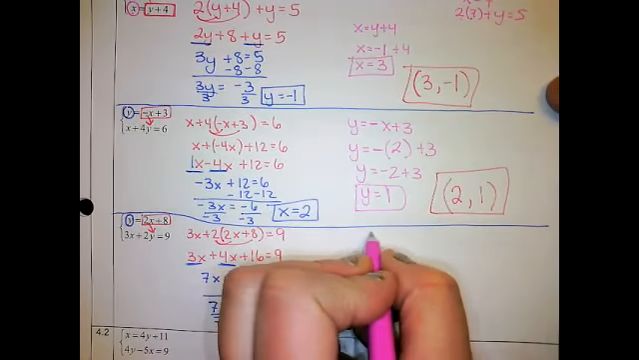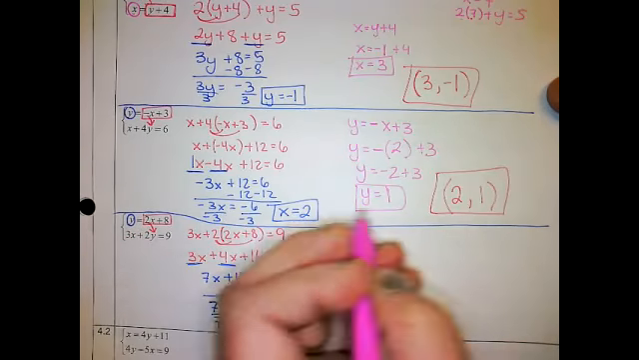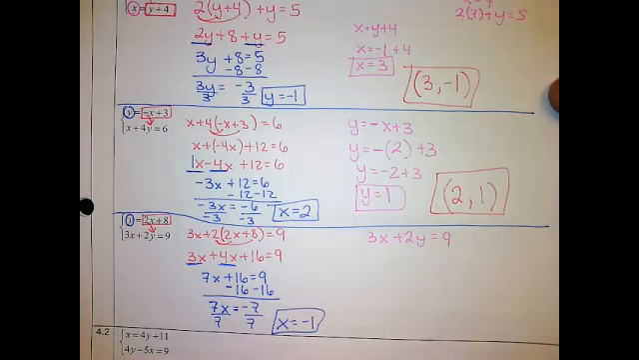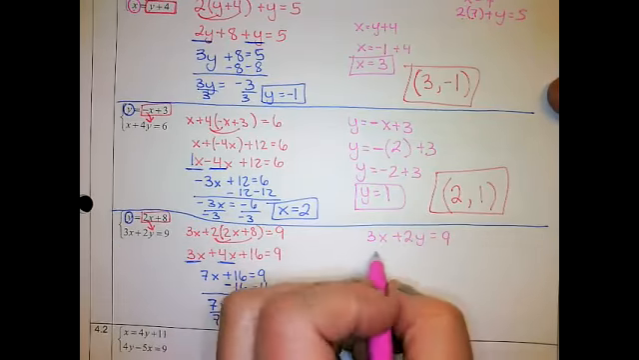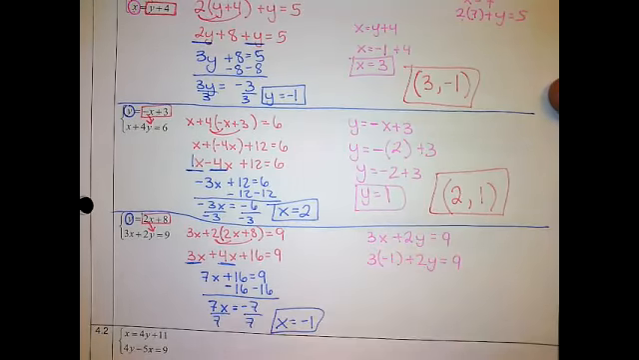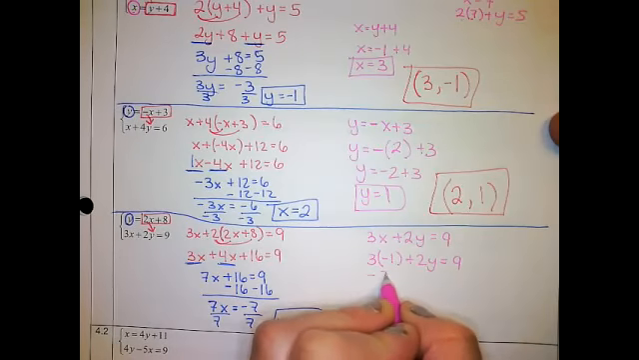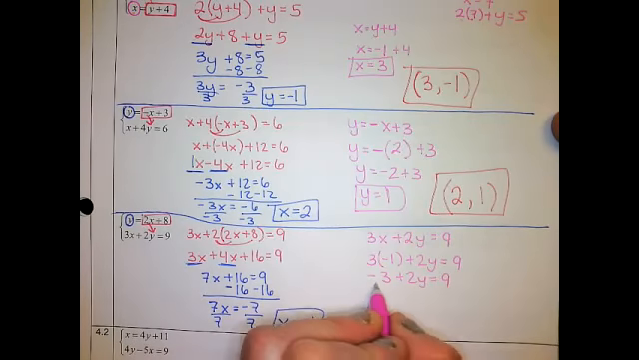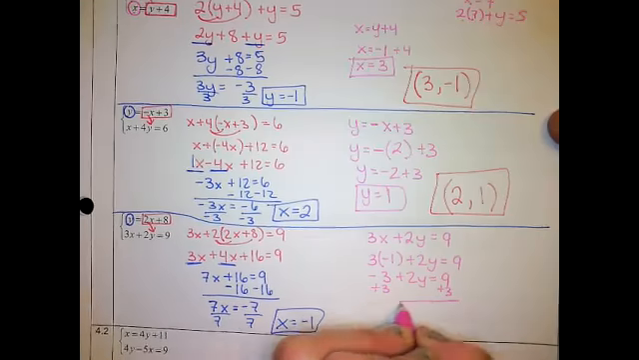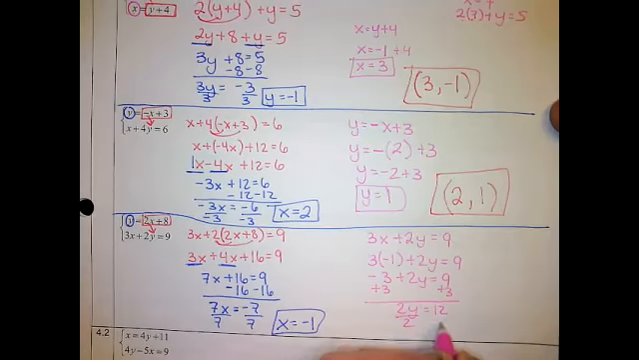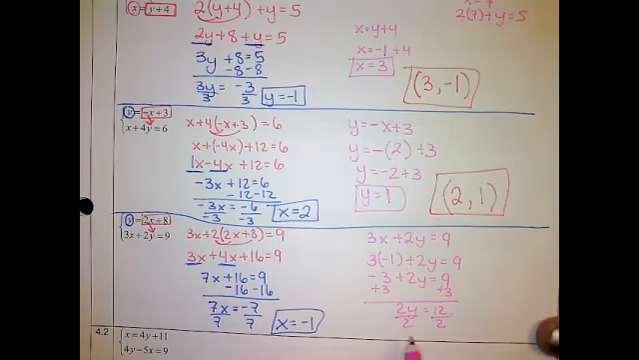So I'm going to write either one of my equations. I told you I almost always use this one. I'm just going to use this one this time. So 3x plus 2y equals 9. But instead of x, I know it's negative 1. So 3 times negative 1 plus 2y equals 9. So negative 3 plus 2y equals 9. Add 3 to both sides. And I get 2y equals 12. Divide both sides by 2. And I get y equals 6.